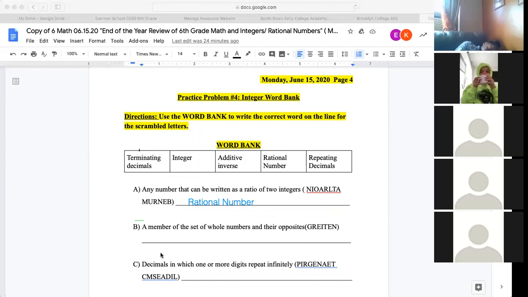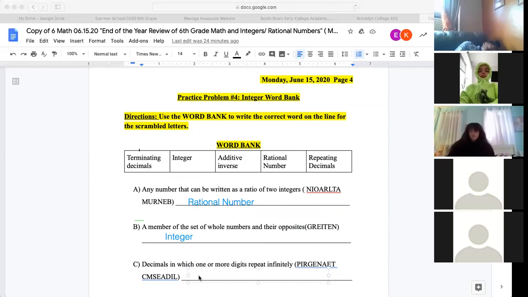Esther, can you read when you're ready? Can you read us B, dear? A member of the set of all numbers and their opposites is integers. Excellent. Next one. Decimals in which one or more digits repeat infinitely. Keyword, it says repeat. Is it terminating or repeating? Repeating decimals. Right, when something repeats, it's a repeating decimal, like 1/3, 0.3333, that's a repeating decimal. 2/3, 0.6666, repeating decimal. You're going to learn more about this next year. Oh, not terminating, sorry, I meant repeating.